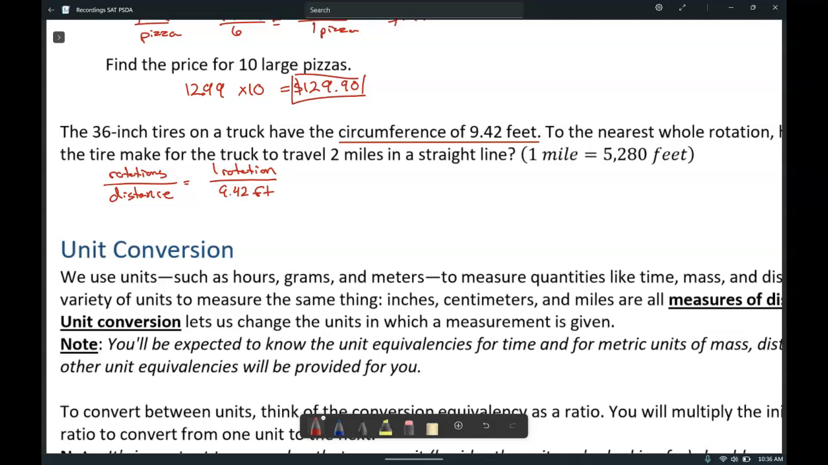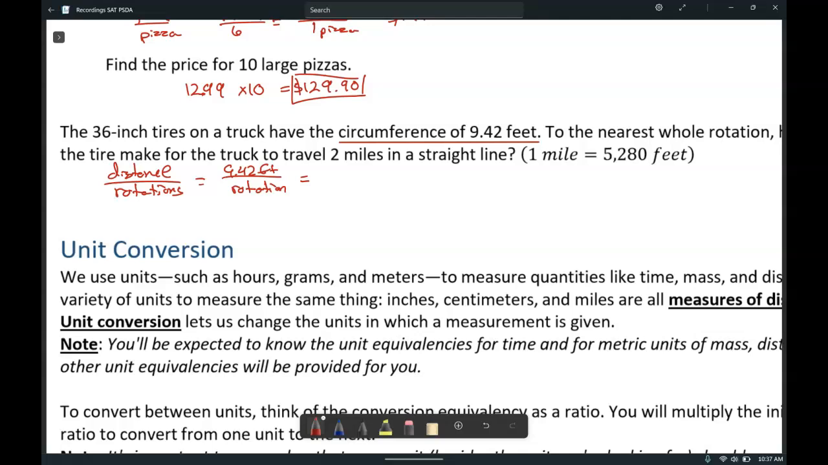Then we want to set up our proportion. Actually, before we do that, let's go ahead and rewrite this as a unit rate. Let's flip these, and let's do distance to rotations. Distance to rotations. That way we actually have a unit rate: 9.42 feet per rotation.